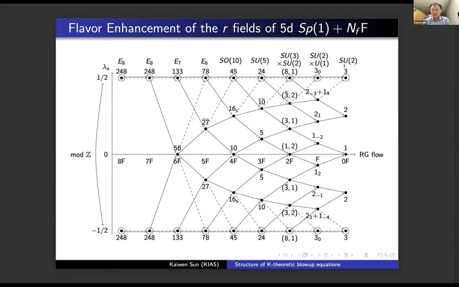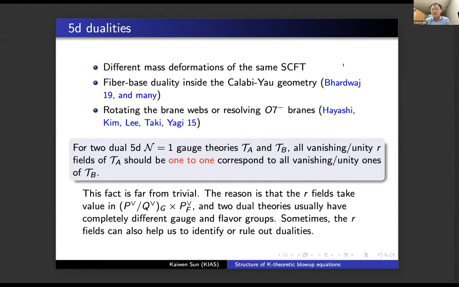Another interesting phenomenon is the 5D duality. They can be regarded as different mass deformations of the same 5D SCFT. And from the geometry viewpoint, this can be regarded as a fiber-base duality inside the Hirzebruch surface. Or in some cases, they can also be seen from the brane webs by rotating the brane web or resolving O7-minus branes. And what we found is that for blowup equations, very non-trivially, these 5D dualities are all respected in the case that we found the full set of the 5D blowup equations.